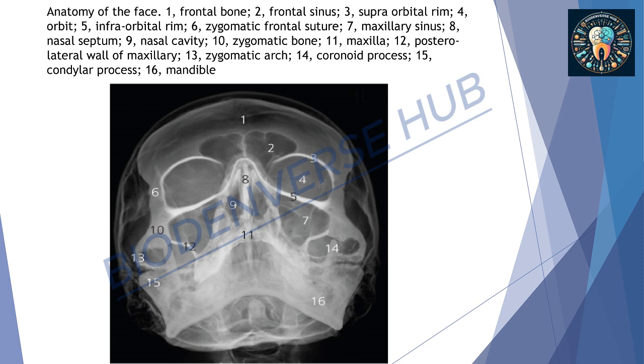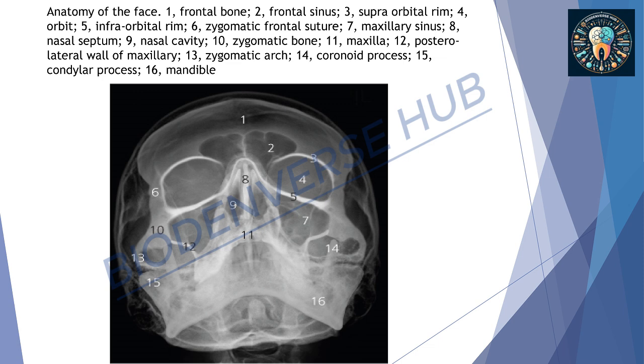So as we can see in the radiograph as well, number 1, it is the frontal bone. Number 2, the frontal sinus. Number 3, supraorbital rim. Number 4, the orbit. Number 5, the infraorbital limb. Number 6, the zygomaticofrontal suture. Number 7, the maxillary sinus. Number 8, the nasal septum. Number 9, the nasal cavity. Number 10, the zygomatic bone.